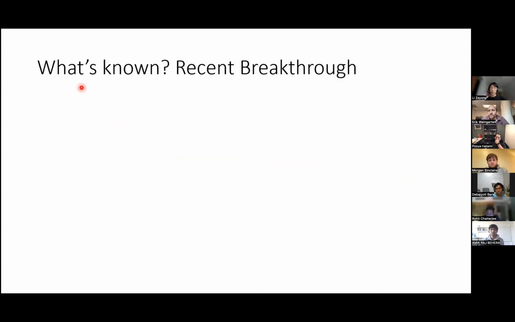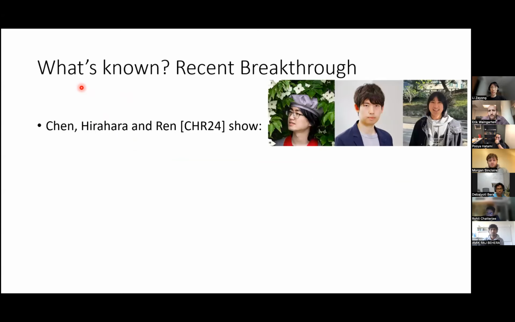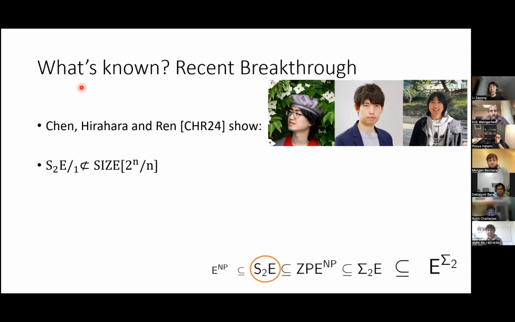As I mentioned earlier, the status for exponential size circuit lower bounds was stagnant for about 2 decades until very recently. Chen, Hirahara, and Ren show that S2E with up to 1 bit of advice cannot be computed by circuit families of size 2 to the n over n. As a reminder, the complexity class S2E sits in between E to the NP and ZPE to the NP.